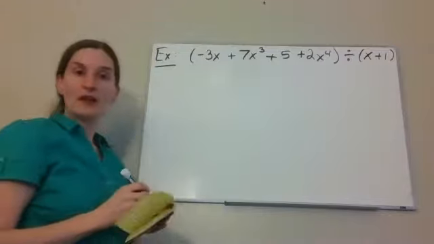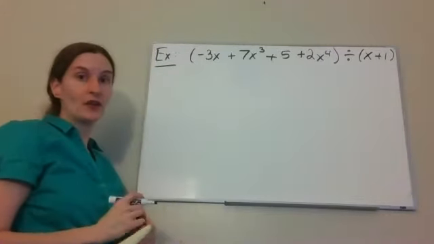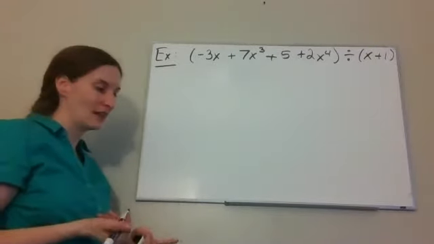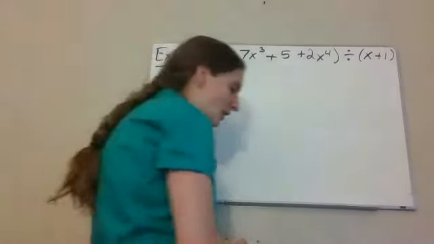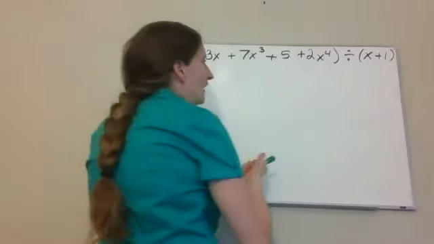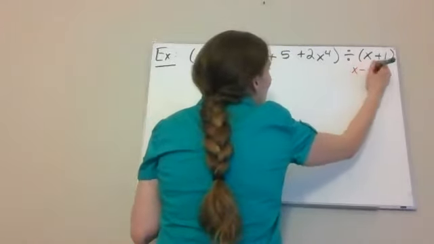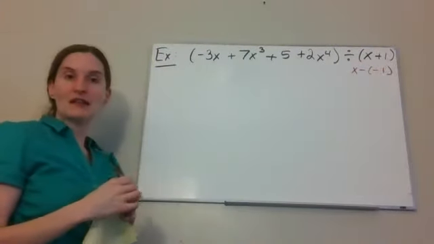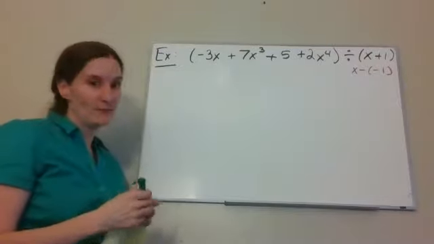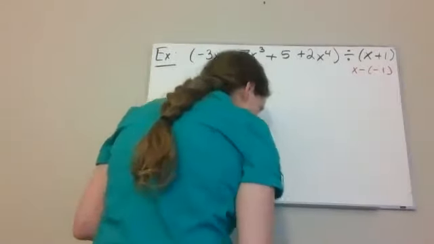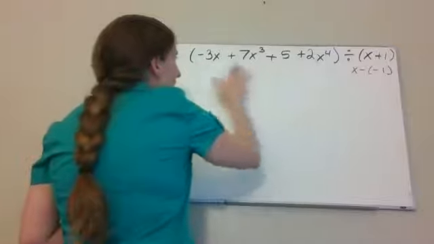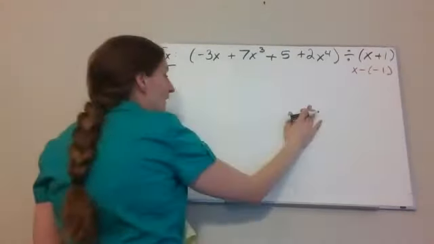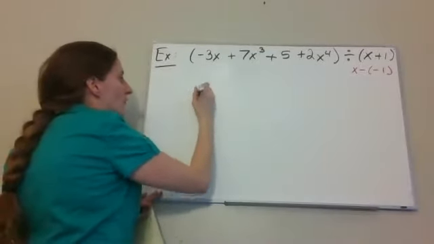All right, there are a couple of things a little funny about this problem. First, it doesn't look like x minus c. It looks like an x plus c. But remember, x plus 1 is the same thing as writing x minus a negative 1. So I can use synthetic division, and it's going to be c equals negative 1. The other thing that's a little funny is that my dividend here is all out of order. We have to make sure that when we write the coefficients out, we write them in the correct order.